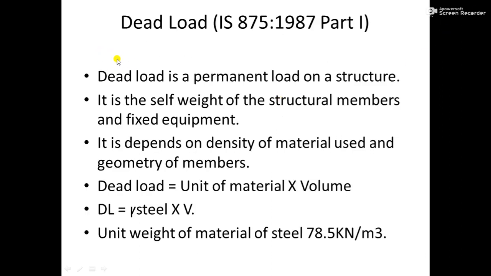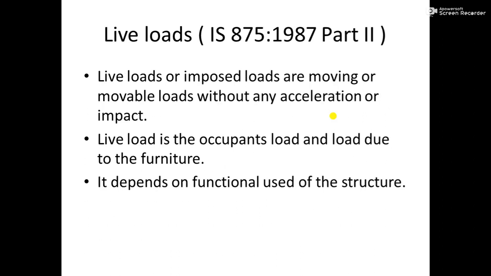Then dead load, as I told earlier, is a permanent load on a structure. It is the self weight of the structural members and fixed equipment. It depends on the density of the material used and the geometry of the members. That is, dead load is nothing but unit weight of material into volume. It gives the total dead load. The unit weight of steel is 78.5 kilonewton per meter cube. That is the weight of steel.